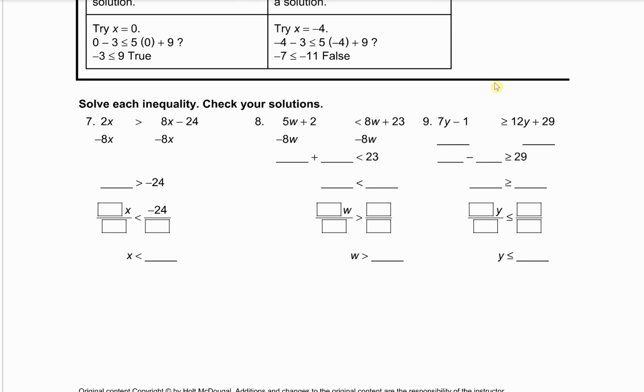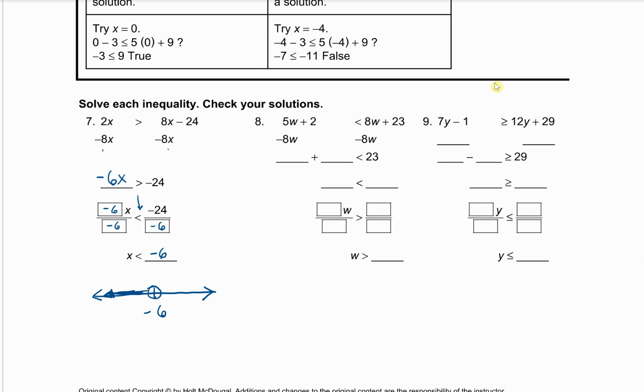Alright, so again, they're creating a situation here. 2x is greater than 8x minus 24, so we're subtracting 8x from each side, so I'm going to get negative 6x is greater than negative 24. So here's what's going to happen. I'm going to divide by negative 6. And when I do that, notice what's going on here. The greater than is going to become less than. So I get x is less than negative 6. So if I want to draw that guy on a number line, this is just real quick. Open circle, arrow going to the left because it's less than.